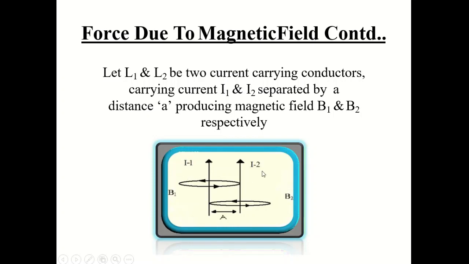This is I1, this is I2. This is B1, this is B2. B1 is the magnetic field due to the first wire and B2 is the magnetic field due to the second wire. So if we consider these two wires, then a force will be experienced by one wire due to the other. So we'll calculate it.